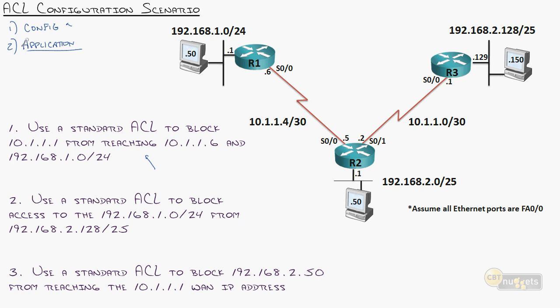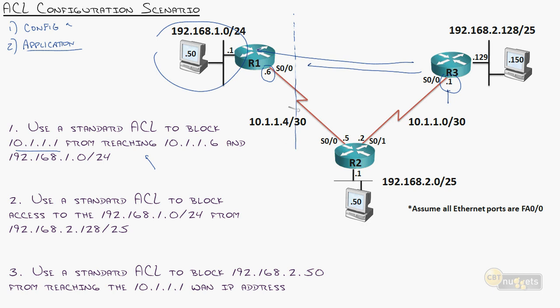So we are set from a goal of saying I want to block 10.1.1.1, that is router 3 right here, from reaching 10.1.1.6, that is router 1 right there, and 192.168.1.0/24. So this whole network. So I'm saying I want to block him from coming over here and reaching him or those networks. So envision with me, we're going to build a wall here to block that guy from coming over here.